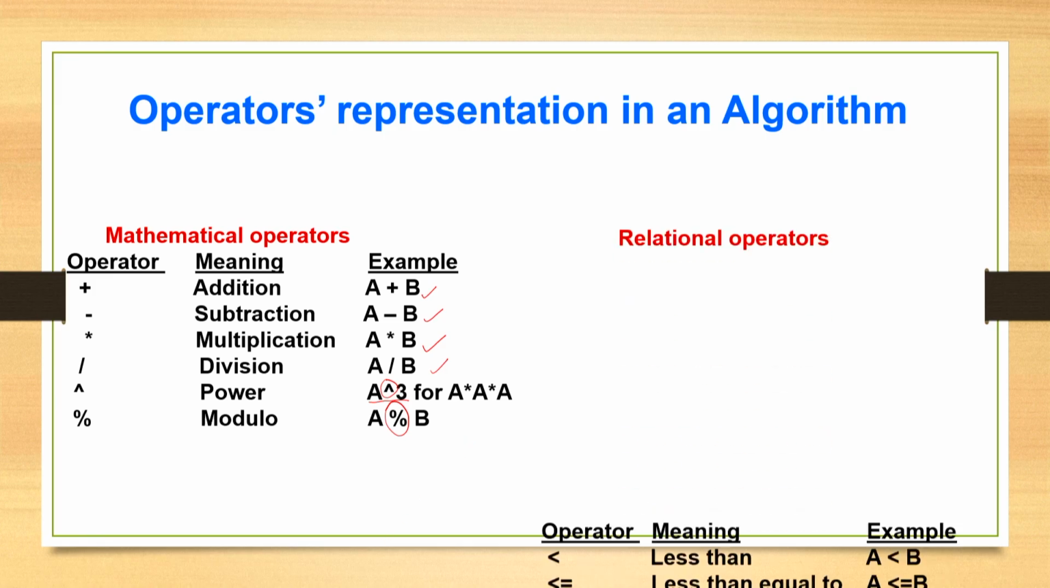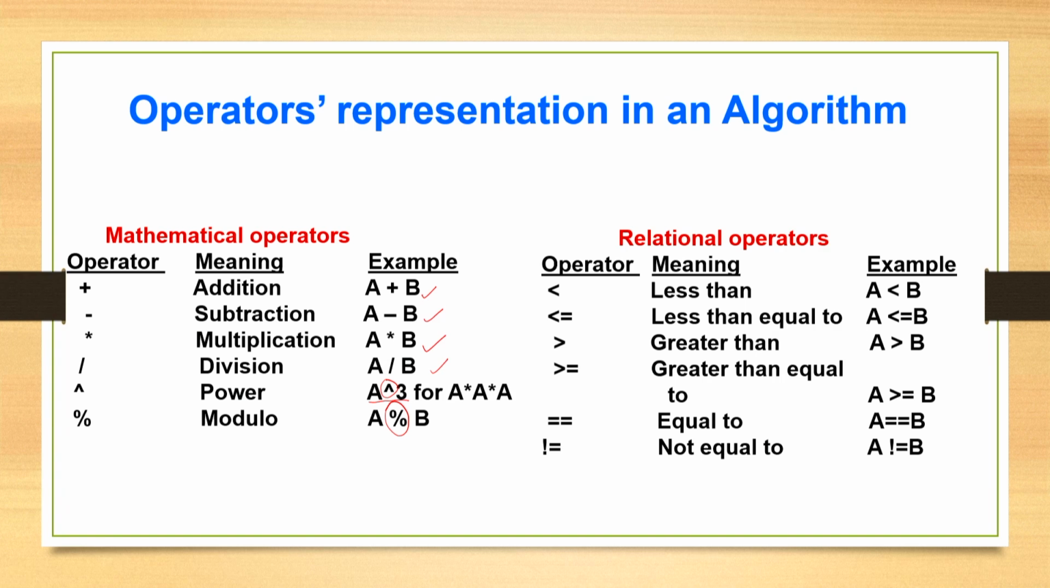Another operator is the relational operator. This can be represented as less than, a less than b; less than or equal to will be represented in this form; greater than, that is a greater than b; greater than or equal to; for checking whether a is equal to b or not, we will use this symbol, that is the double equal sign; and this represents not equal to.